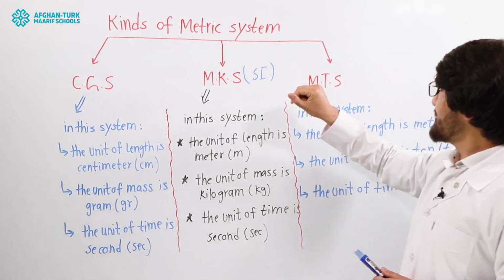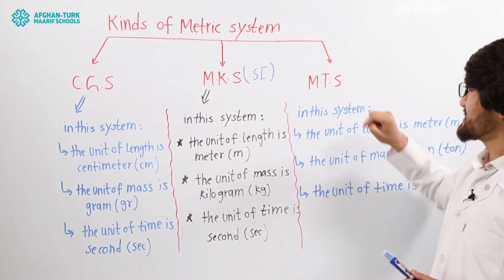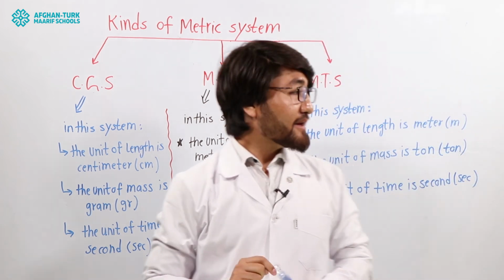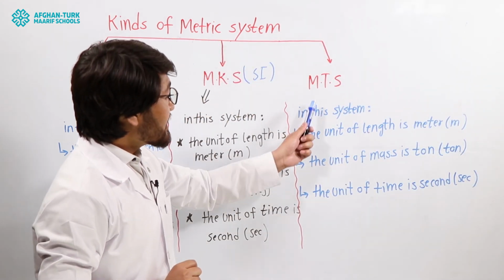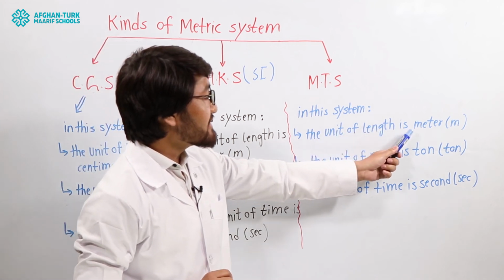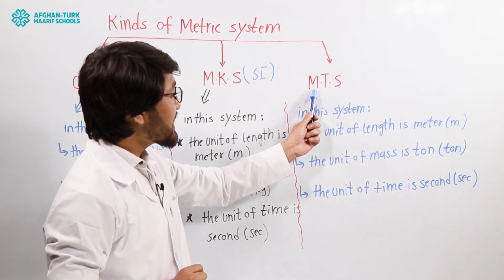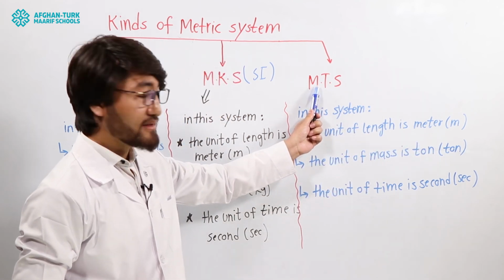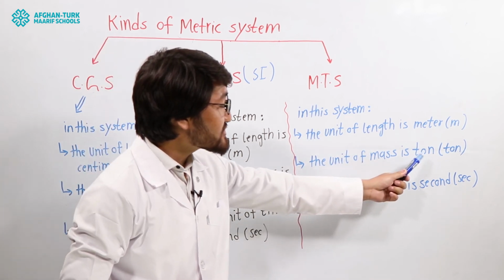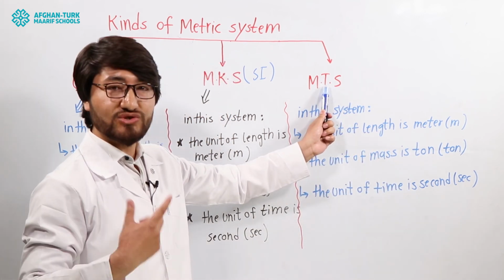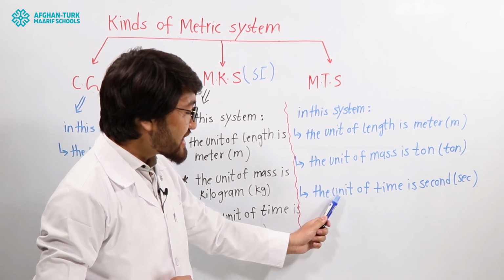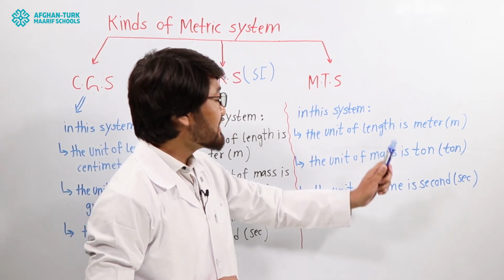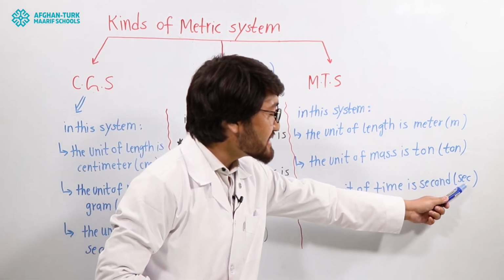Now come to the MTS system. In this system, the unit of length is meter. M represents meter, and the unit of mass is ton. T represents ton. The unit of time is second. It means second, s e c.